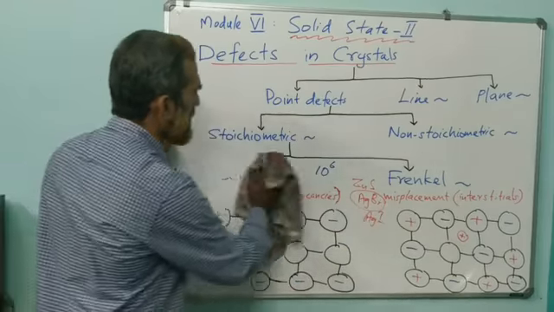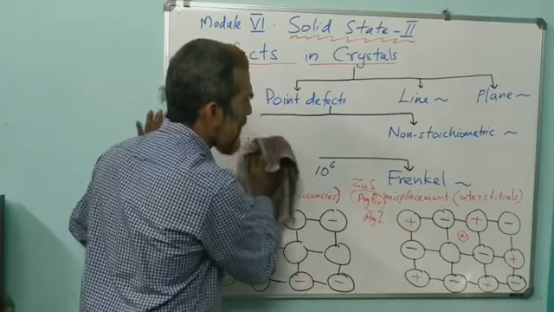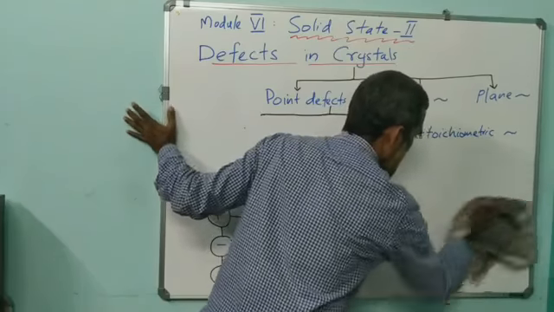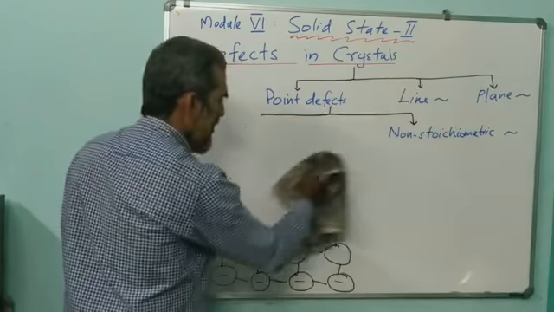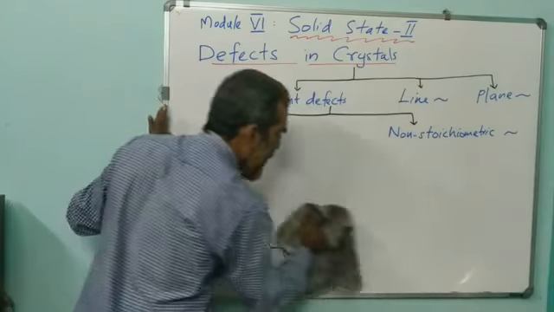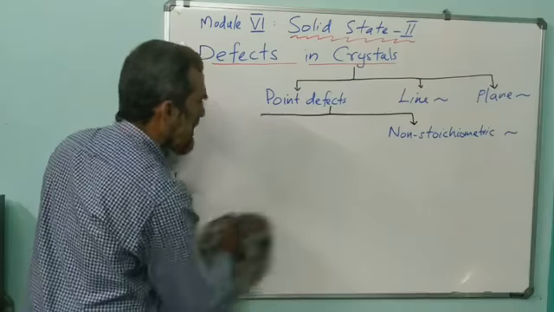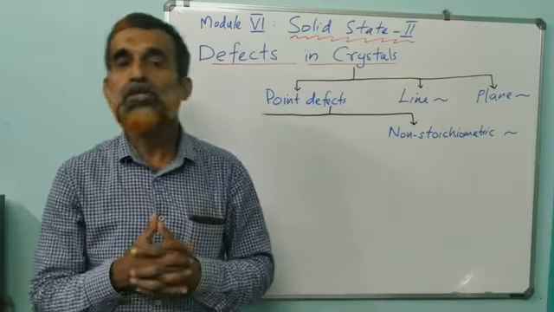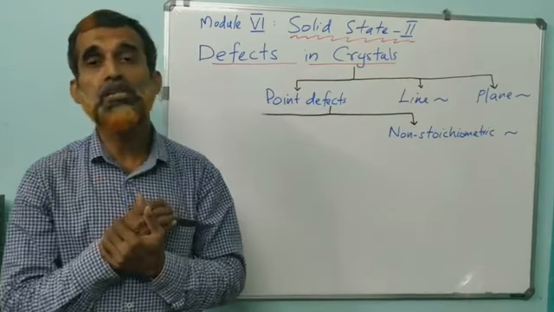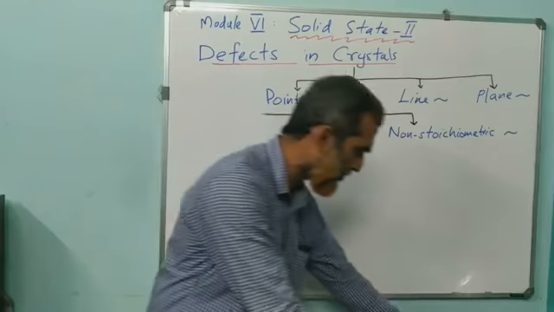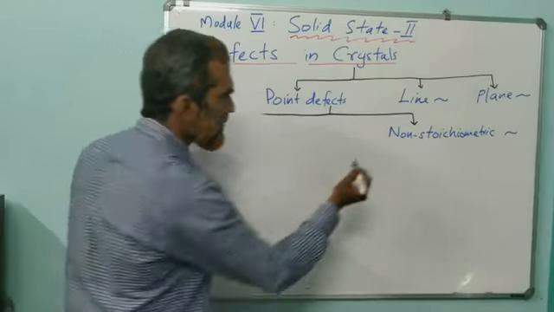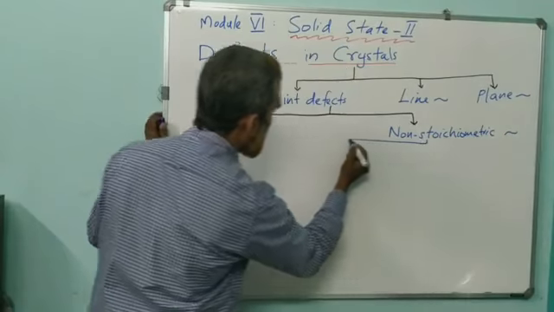We go to the next type, that is non-stoichiometric defect. See, as I said earlier, when the defect is non-stoichiometric, that means due to the defect there will be a change in the stoichiometry, or change in the ratio of the ions as given in the formula. It can happen in two ways. So this is again divided into two types.